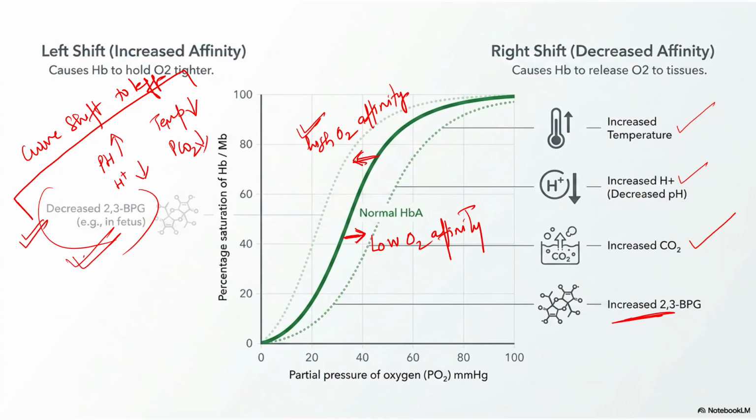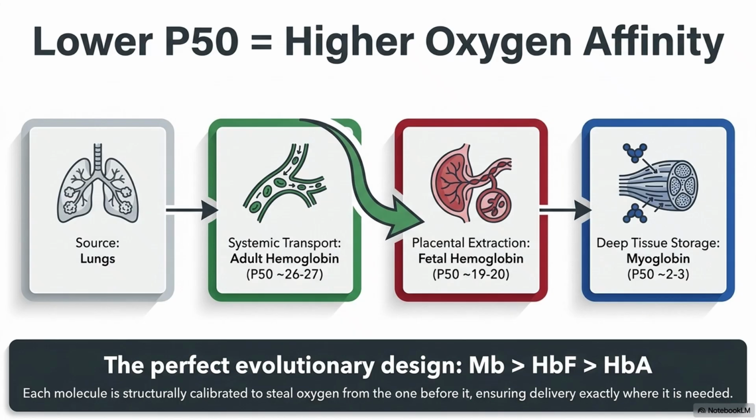So finally, if you see the conclusion, this P50 saturation value, please focus carefully: if P50 is low, it means it has very high oxygen affinity, which is very high for myoglobin. The P50 value is only 2 to 3 partial pressure. Fetal hemoglobin achieves 19 to 20, and adult hemoglobin 26 to 27.